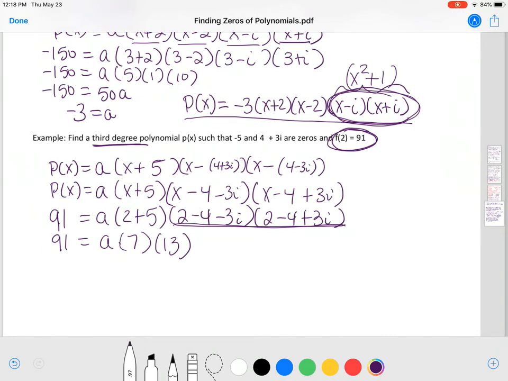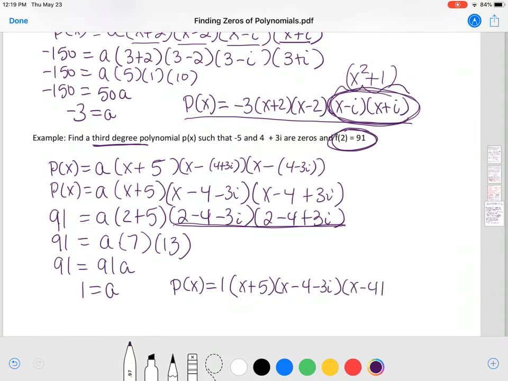Okay, then I take 7 times 13, that gives me 91. So I get 91a is equal to 91. So in this case, a, that big mess, simplifies to 1. Wow. So my final answer is going to be P of x is equal to 1 times x plus 5, x minus 4 minus 3i, and x minus 4 plus 3i. And there is my final answer.